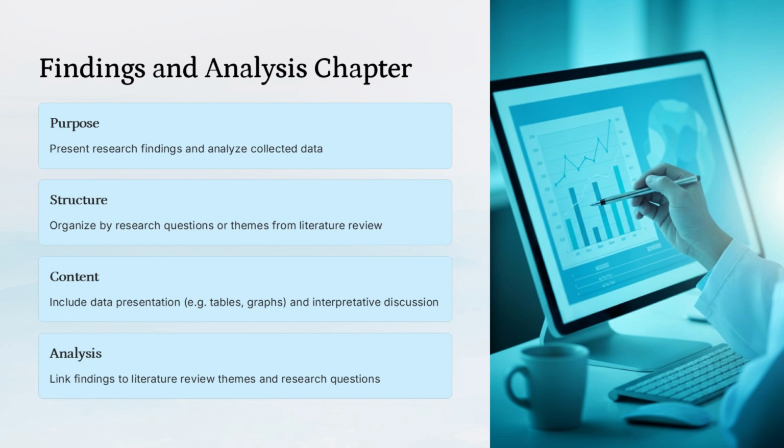The purpose of this chapter is to present our research findings and analyze the data we collected. We'll organize the chapter around our key research questions or themes from the literature review. The content will include data presentation, such as tables and graphs, as well as an interpretative discussion of the findings. Throughout the analysis, we'll make clear connections between our findings and the themes and questions outlined in the literature review. This will allow us to draw meaningful insights and conclusions from the data.